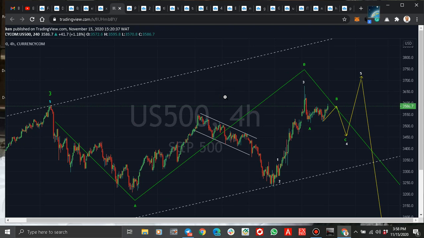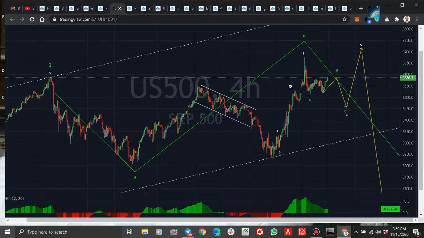US 500, S&P 500. Okay, now pay attention to this pair. S&P 500 on the daily time frame has broken this wave 3 or 5, and once it breaks, it will continue. But the continuation is hard to correct because it's a kind of fresh impulse going. So we have 1, 2, 3. So I'm looking for 4.